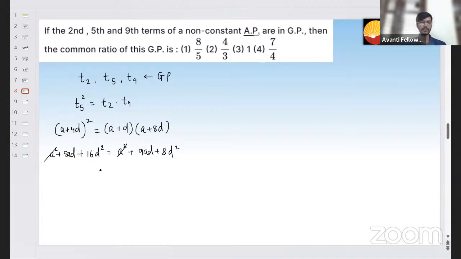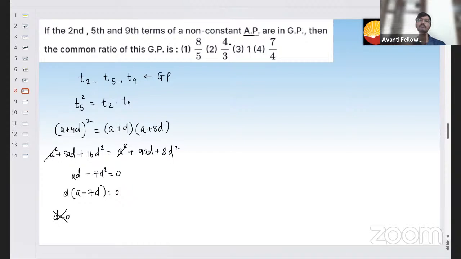Let's take everything on the right hand side. So I'll get AD minus 7D square equals 0. I can take D common. D into (A minus 7D) equals 0. So D equals 0, which is not possible, because if D is 0, then all the terms will be A, and the common ratio will be 1. So 1 is also an option.